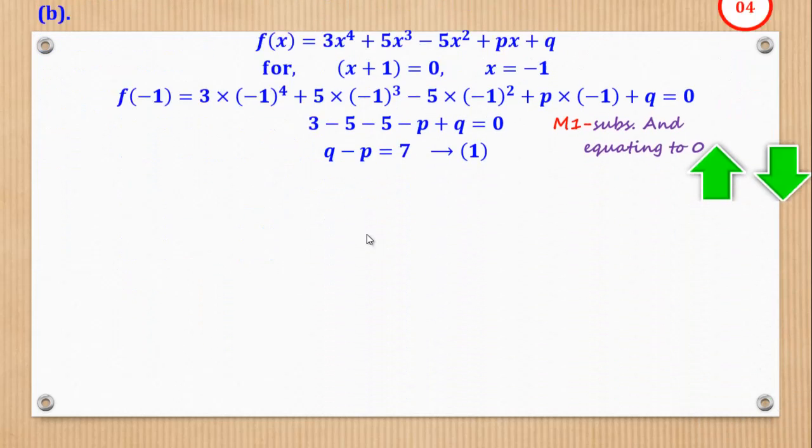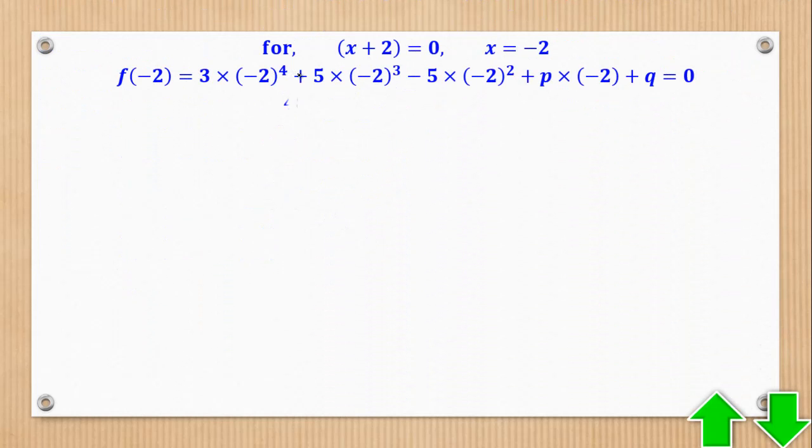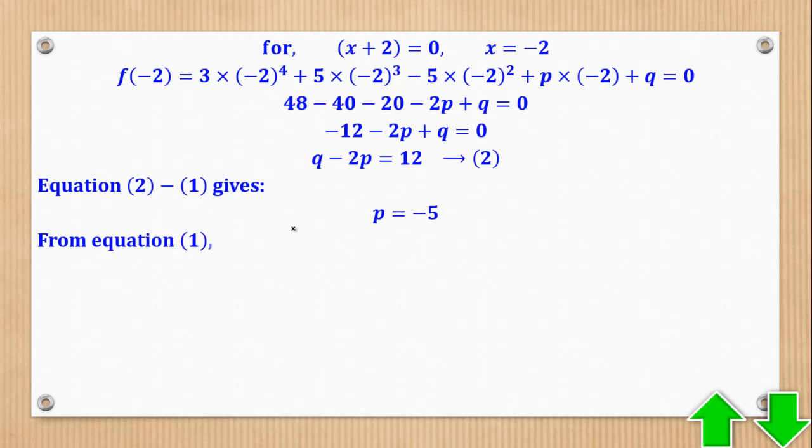Then go to the next factor. When x is -2, substitute for x and simplify to get an equation. Those are 2 equations, 2 unknowns that can be solved simultaneously. So when I subtract, I'll come up with p equal to -5. Then from equation 1, I can get the value of q as 2.